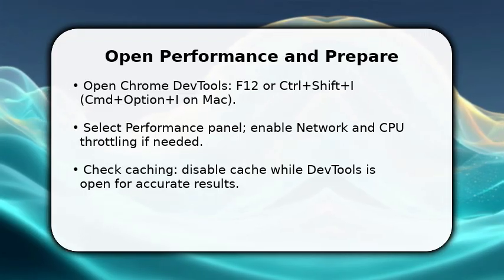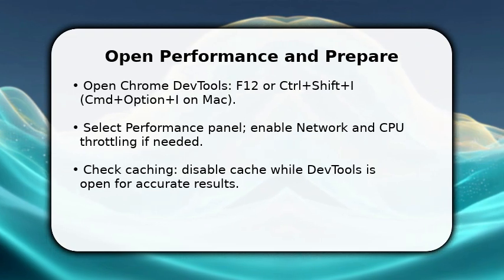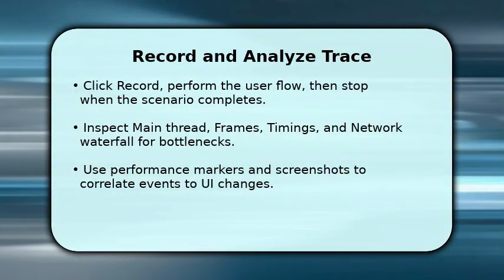Explain why. Controlled conditions let you compare improvements. Record a short warm-up run to stabilize resources before your primary capture. Start recording and perform the exact user actions you want to measure, then stop the trace when finished.